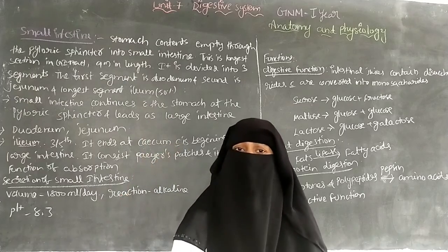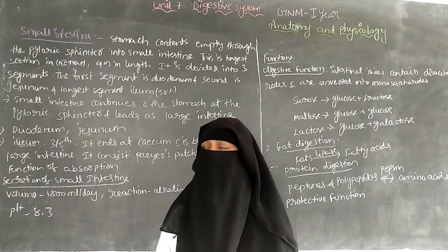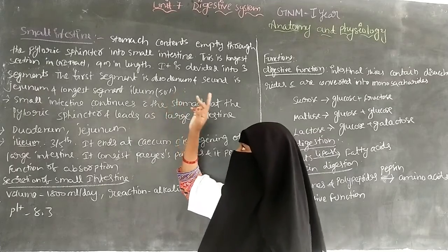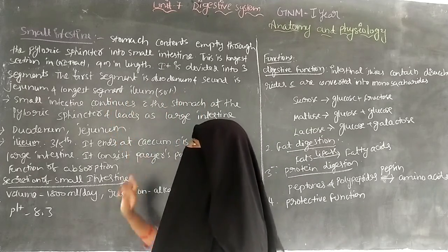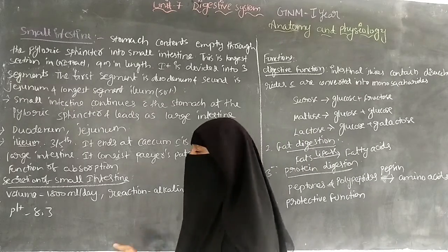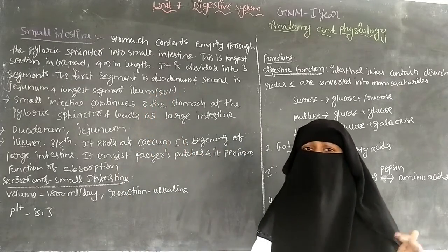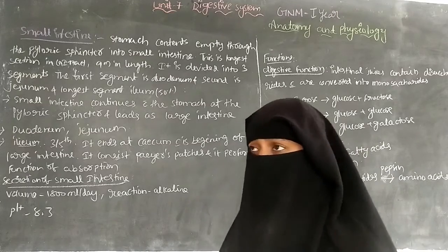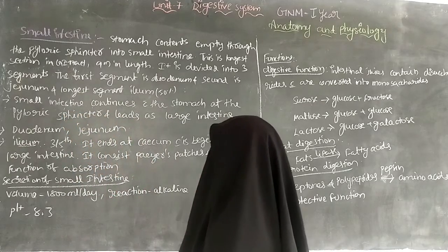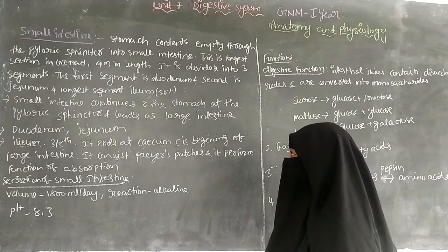The third segment is the ileum. It is the longest, and it forms about 50% of the small intestine. So the longest segment of the small intestine is the ileum. The small intestine is continuous with the stomach at the pyloric sphincter and leads to the large intestine.